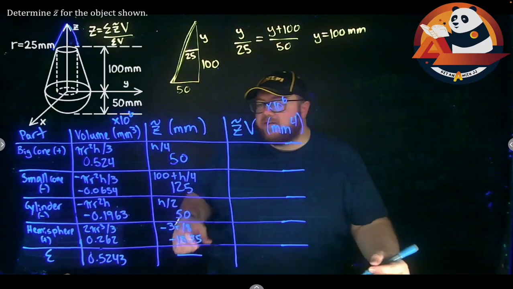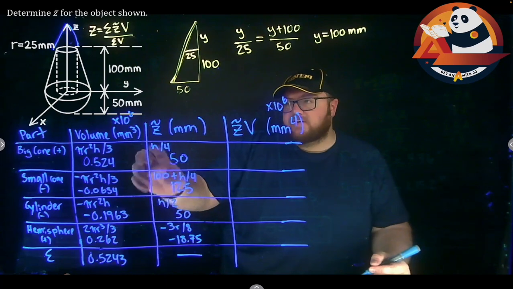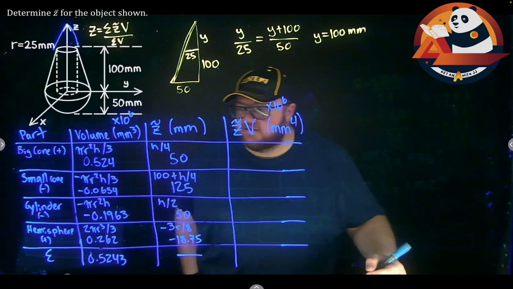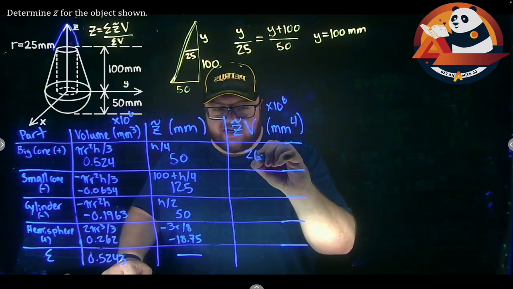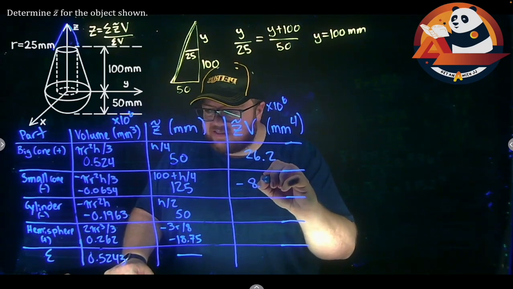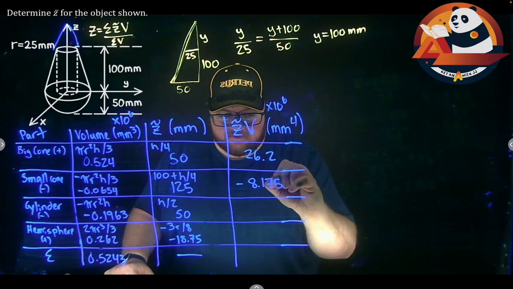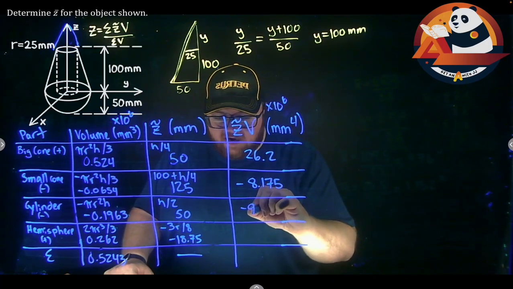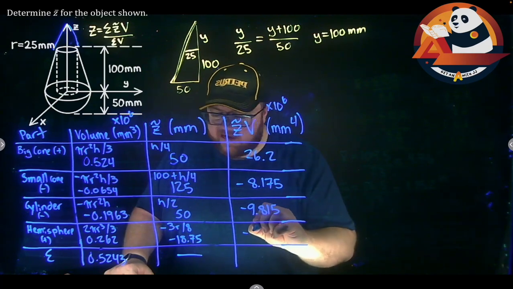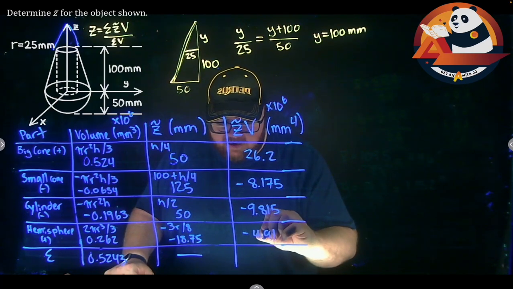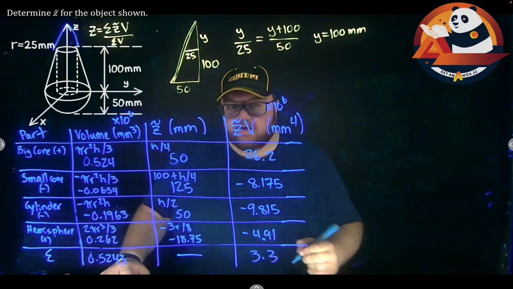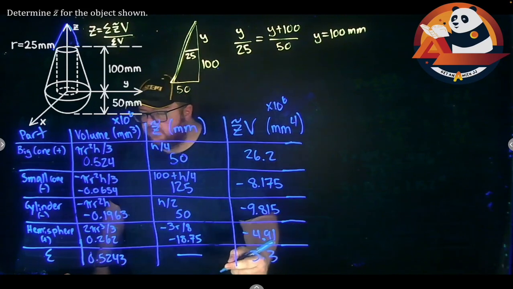Then I can just multiply these together, accounting for the unit difference, times 10 to the 6th millimeters cubed. We would have 26.2, negative 8.175, negative 9.815, negative 4.91. And our total here would sum up to be 3.3 times 10 to the 6th millimeters to the 4th.